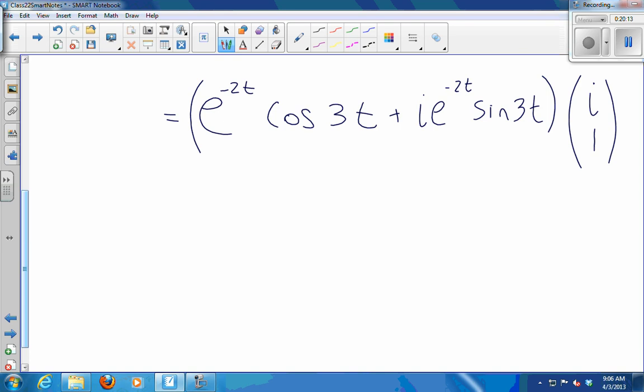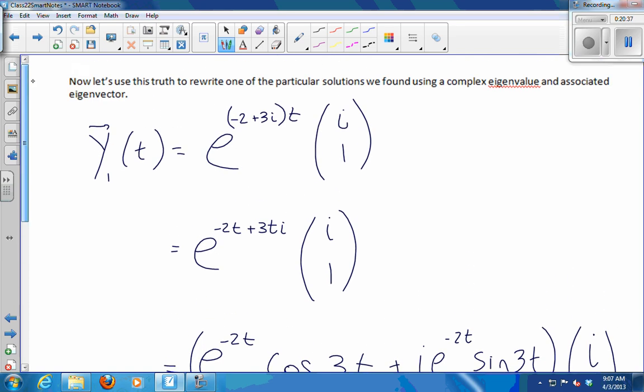I'm rewriting the solution in a different form. I'm not doing any more solving, right? I had the solution. I'm just trying to rewrite it into a form that we're more used to looking at, like an a plus bi form.